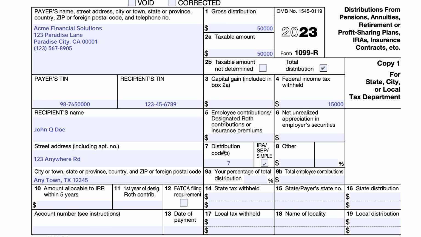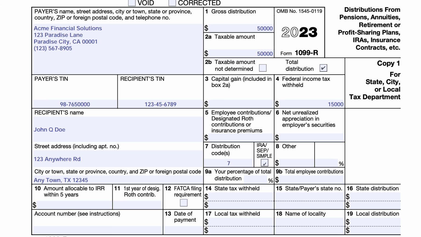We do cover this a little bit more extensively in our article. We have an entire section. So if you're stymied by a distribution code that appears in your Form 1099-R, the odds are likely that we go into depth about it in our article. So take a look at that and just keep it in mind for reference.